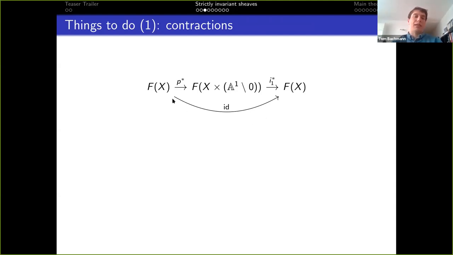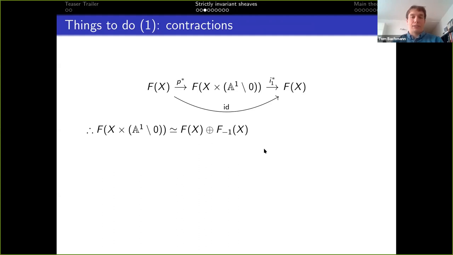And whenever you have a retraction of abelian groups, the guy in the middle is in a canonical way the sum of the guy on the left, which is of course also the same as the guy on the right, and some extra term. So I can always do this. I can write f of x times A^1 minus 0 as the sum in a canonical way of f of x and some extra term, which I choose to call f_{-1} of x.